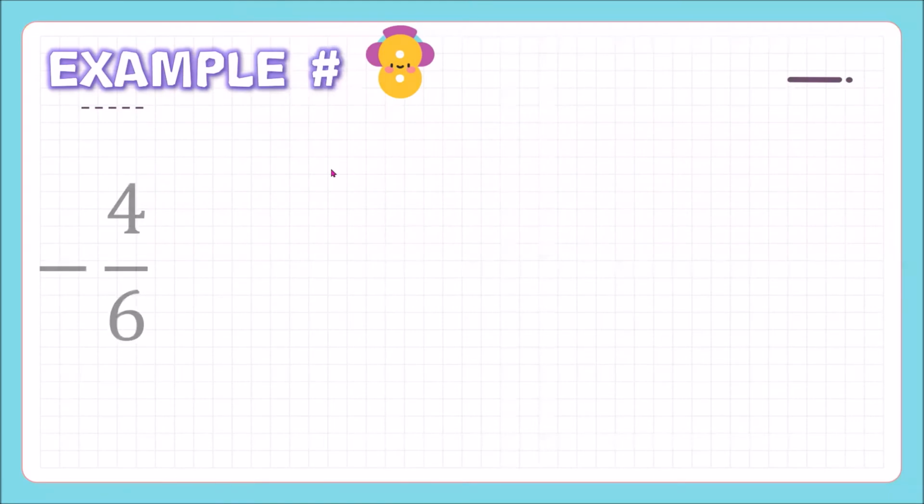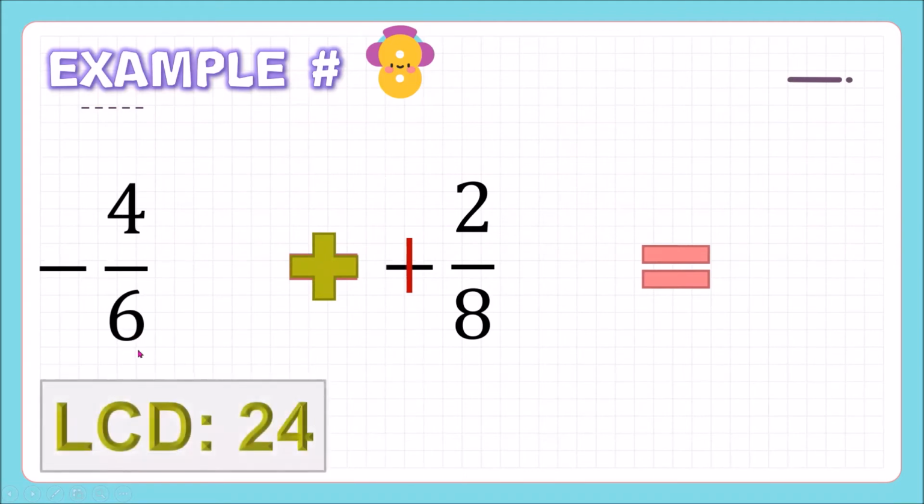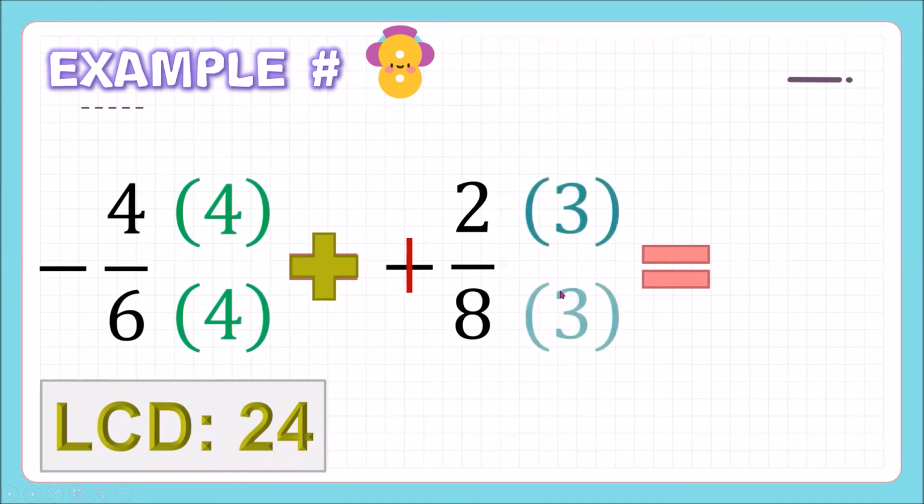And then the last one, we have negative 4 over 6 minus negative 2 over 8. So let us first change the sign of the subtrahend. So it will become positive, and then proceed in addition. So now let's get the LCD. LCD of 6 and 8 is 24. So 24 divided by 6, we have 4, so multiply it by 4. And then 24 divided by 8 is 3, so multiply it by 3.